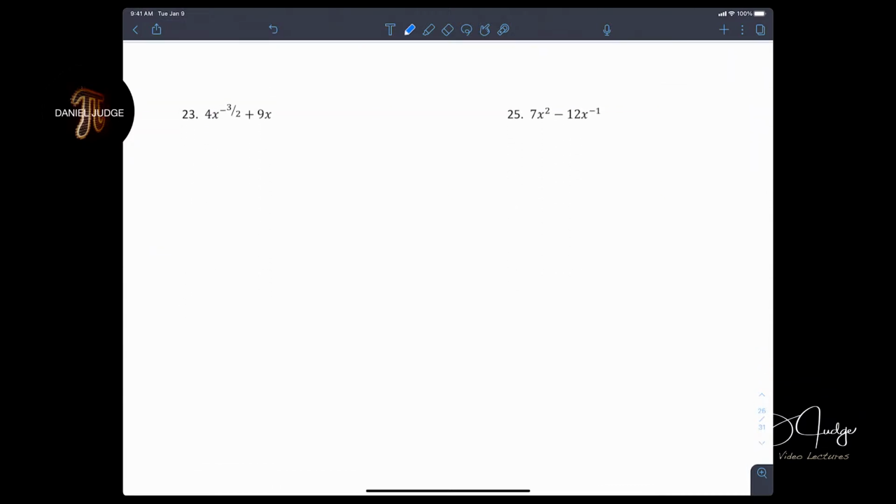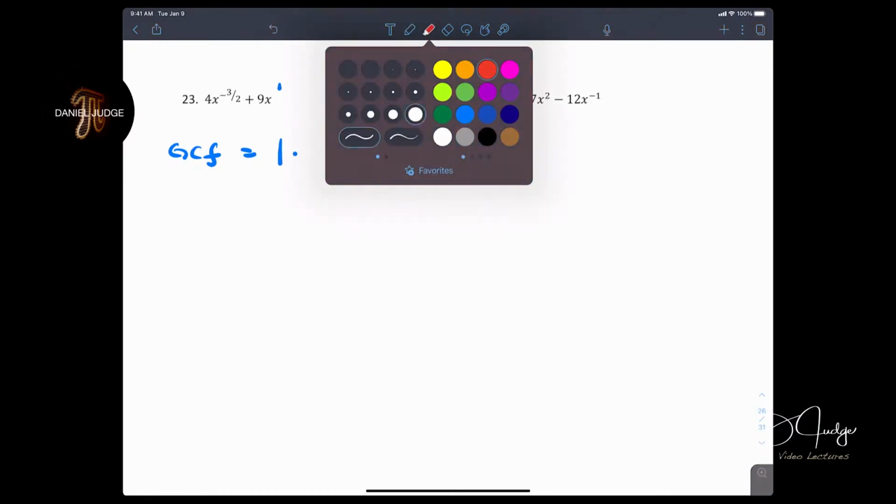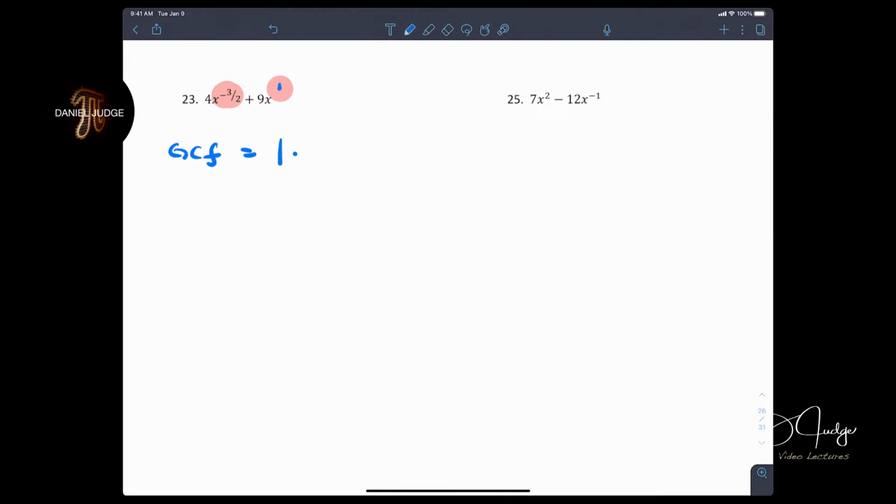All right, number 23. How many do we have to go? 23, 25. Two more to go. All right, we'll leave the evens for you guys. Here we go. Factor out the greatest common factor. Greatest common factor of the numbers 4 and 9. GCF of 4 and 9 is 1, by the way. And then now x to the first power, right? GCF of x to the minus 3 halves and x to the 1. That's going to be x to the minus 3 halves power.